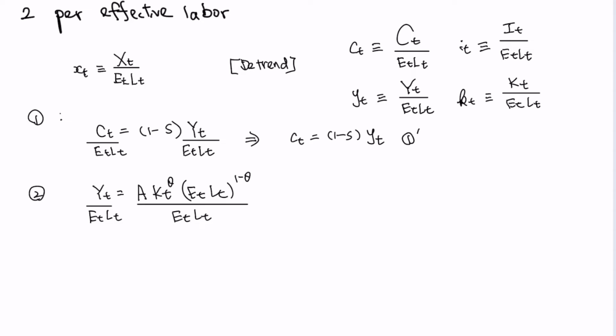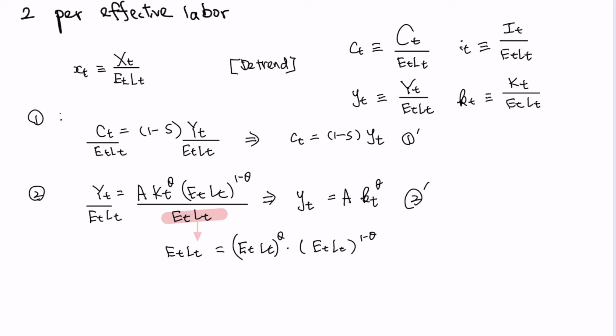But then for the right-hand side, what we know is that the denominator ET and LT can be expressed as ET-LT to the power of theta multiplied by ET-LT to the power of 1 minus theta. And then the first part can go together with the KT, and then we can successfully convert the uppercase KT into the lowercase kt. Then the second part, ET-LT to the power of 1 minus theta, gets cancelled out. So then we have the second equation successfully converted into the lowercase.